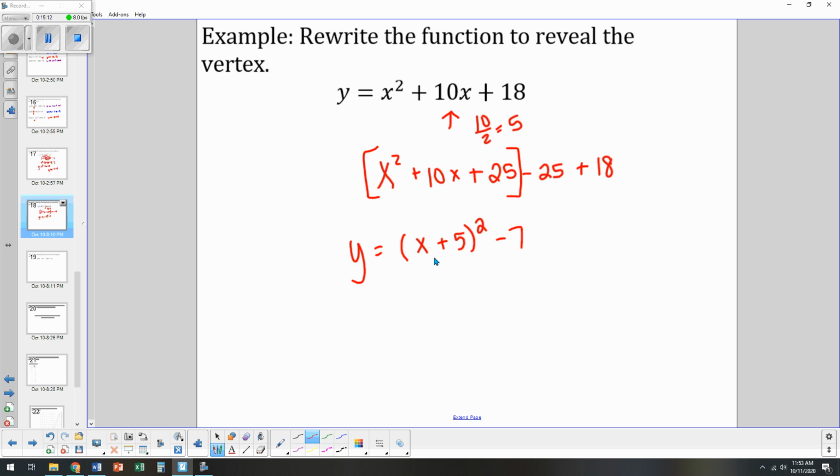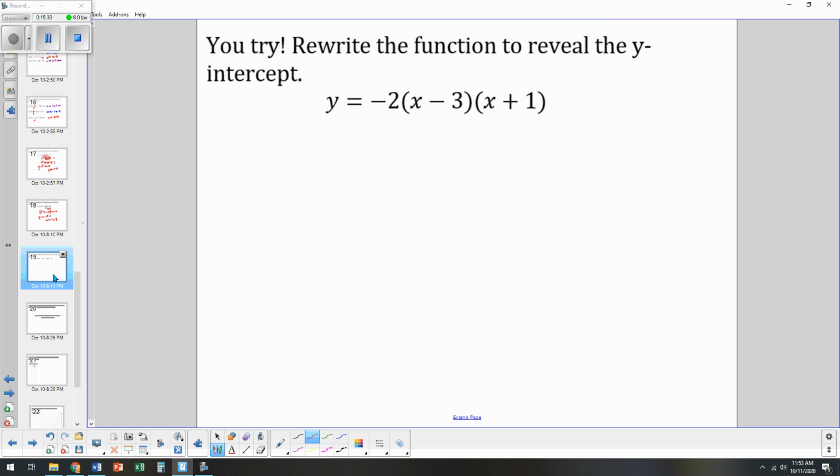I'm not going to make you guys complete the square. I just wanted to show you that this is possible. We're not there yet in our year, but this is something we can do. So my vertex I can now pull out to be (-5, -7). Okay? You're going to try the next one.